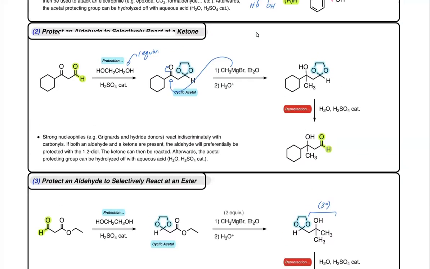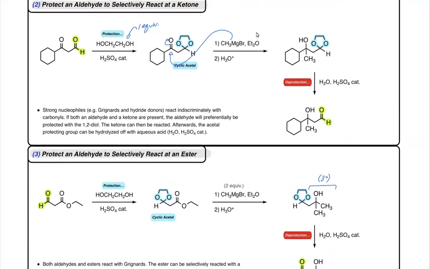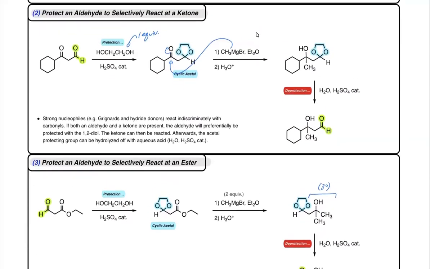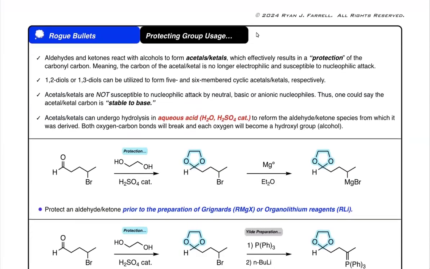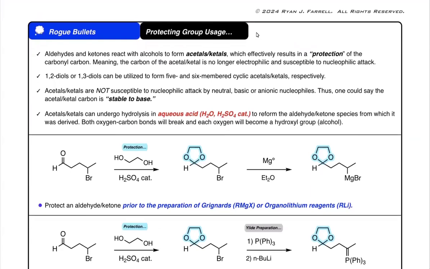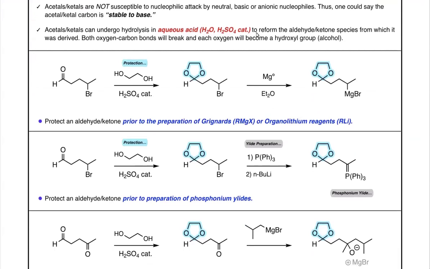Okay, so scenario 2 and 3 are more or less equivalent scenarios. We protect the aldehyde to then react at a less reactive carbonyl. Now, this next page kind of summarizes a lot of what we just talked about. Okay, we talked about protecting an aldehyde or ketone prior to forming a Grignard reagent.